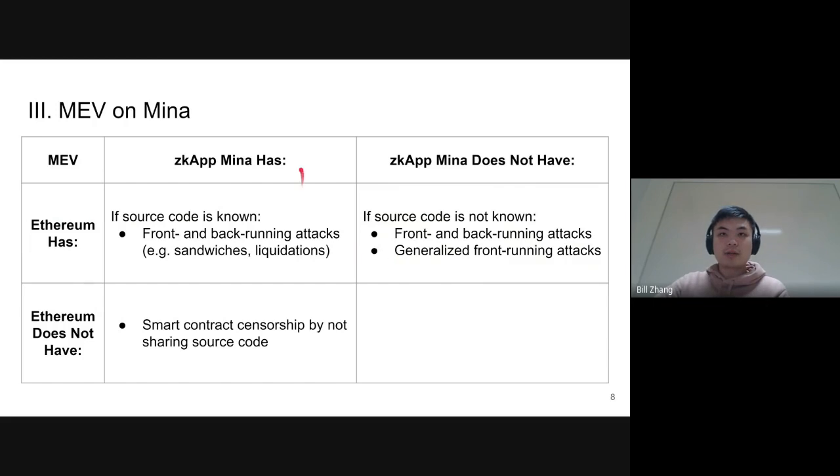But there is finally one form of MEV that ZK app Mina does have that Ethereum does not have to deal with. And that is the fact that since the source code starts as private, it is possible to censor certain groups of people from using your smart contract by just not sharing the source code with them. And this can be viewed as a form of MEV if it is used strategically to improve the profit mechanisms for a certain party, block producers or other users. Say, if you want to just not have as much competition on the smart contract and just share the code with a certain set of users, then you can effectively increase the amount of monetization opportunities for yourself.